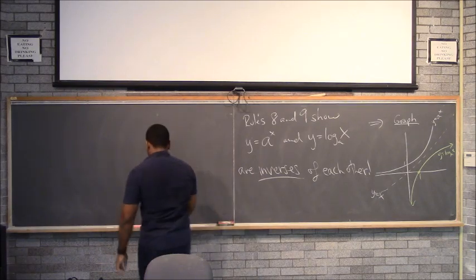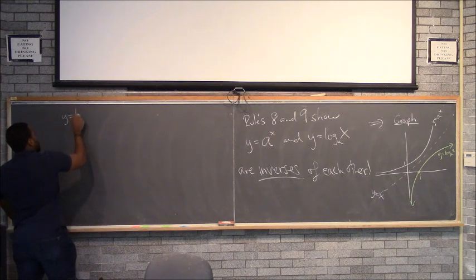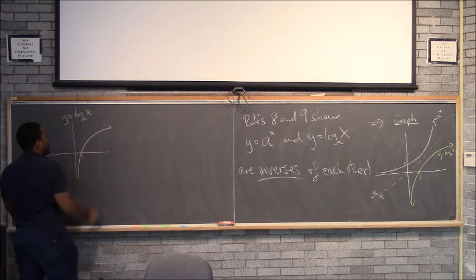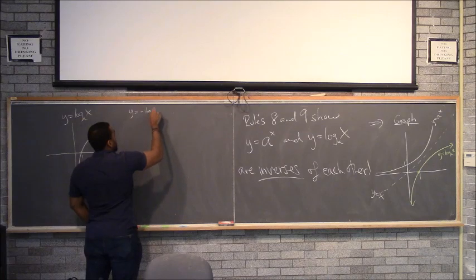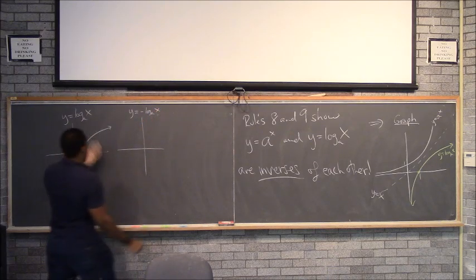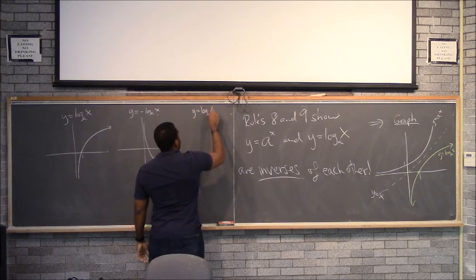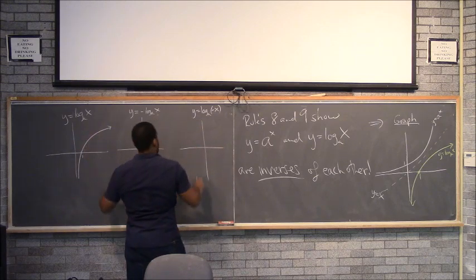Of course, with transformations, we get a lot of things for free. So log to the base a of x, you should know that that's what the graph looks like, passing through 1. If we were to write negative log to the a of x, well, that just means I flip this upside down. If I were to write log to the base a of minus x, well, that's just flipping this and that.